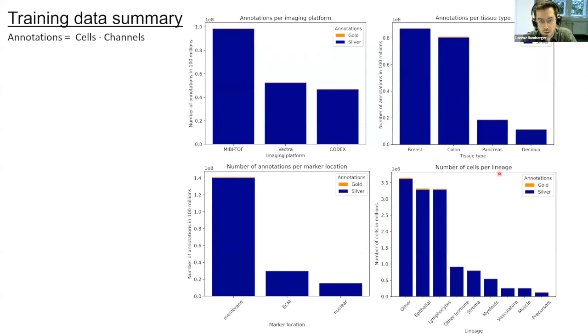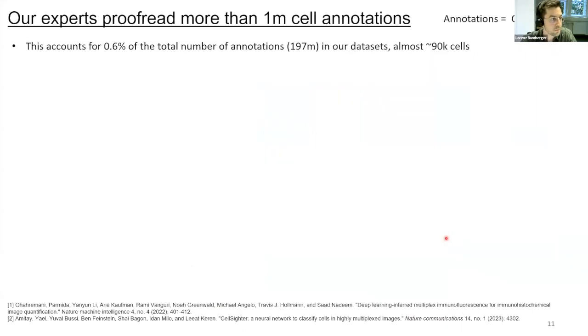And here we have the number of cells per lineage. There we just bin the cell types assigned by the authors of the original studies into lineages. And you see that most of the cells ended up being in the other category, or epithelial or lymphocyte cells.